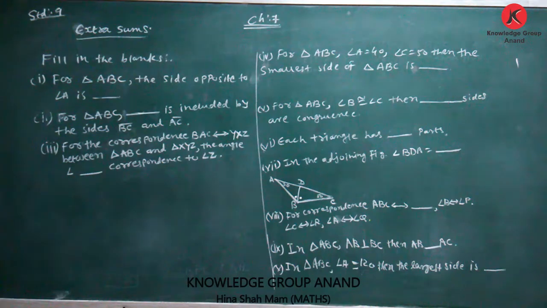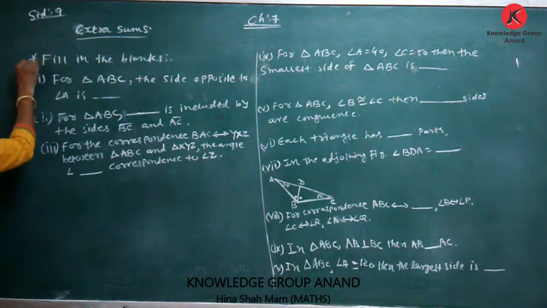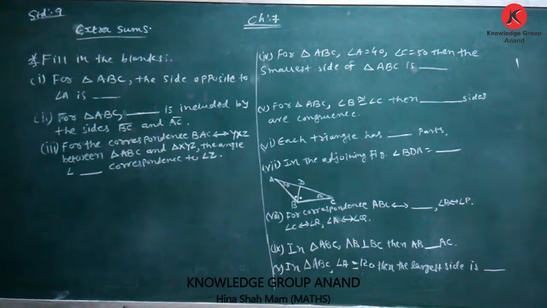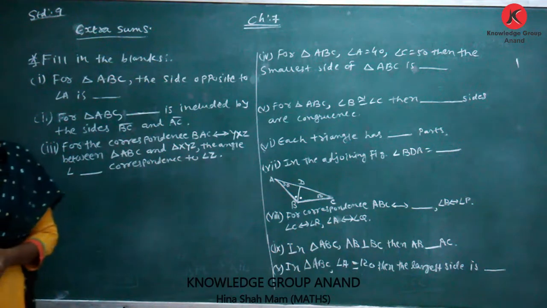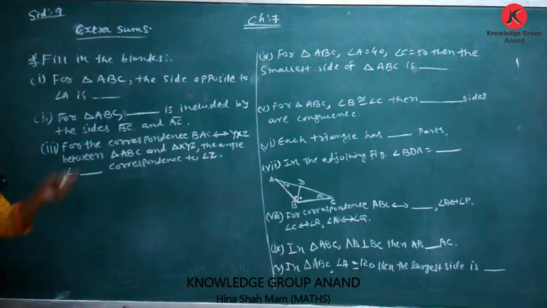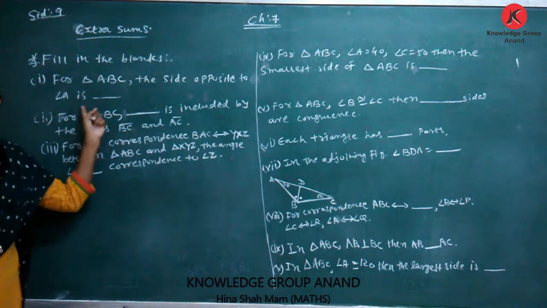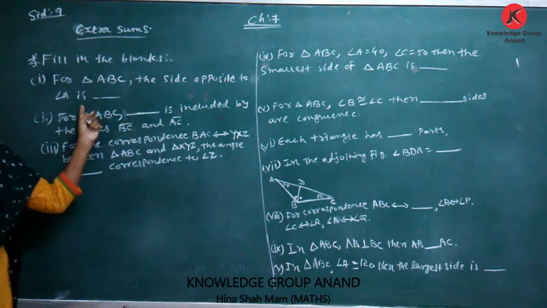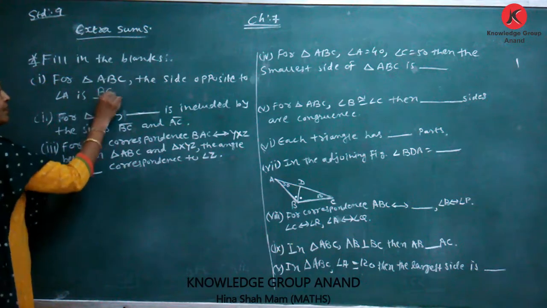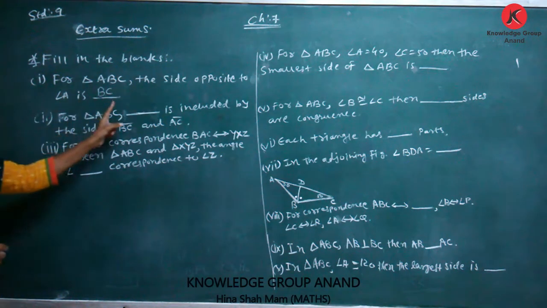Now we take filling the blanks, extra sums. Number 1. For triangle ABC, the side opposite to angle A. Which is the opposite side? Draw a rough figure of triangle ABC. Which is the opposite side of angle A? Yes, BC.